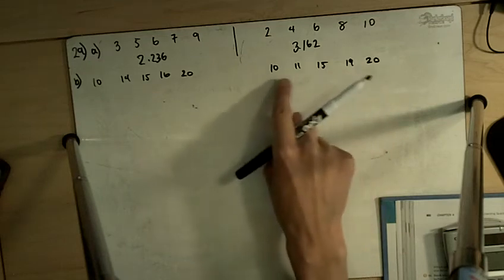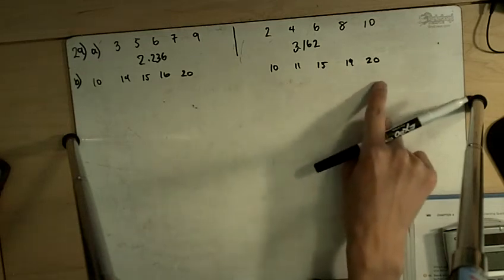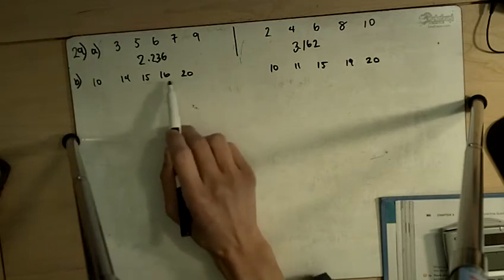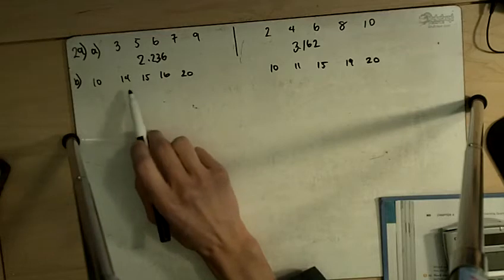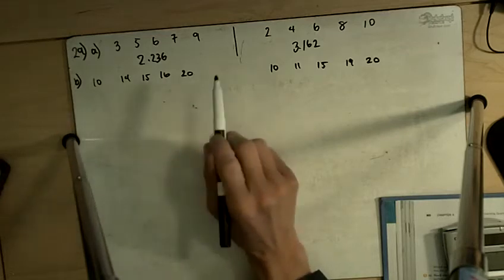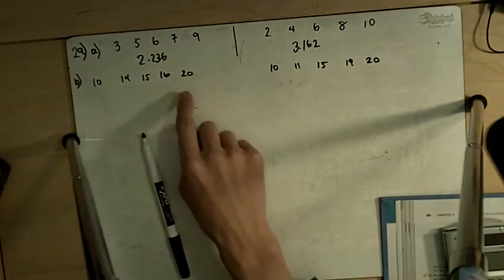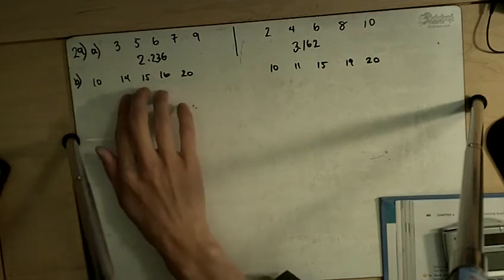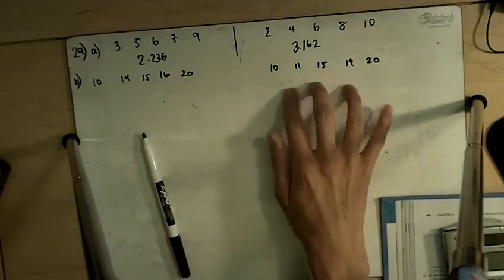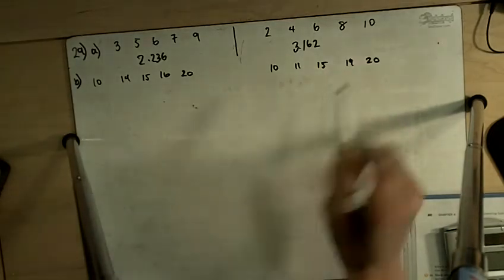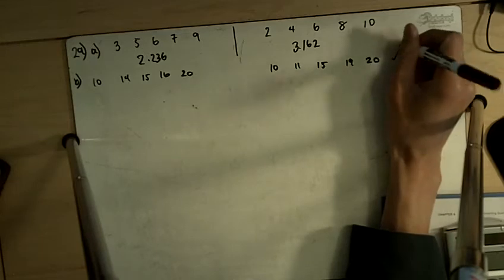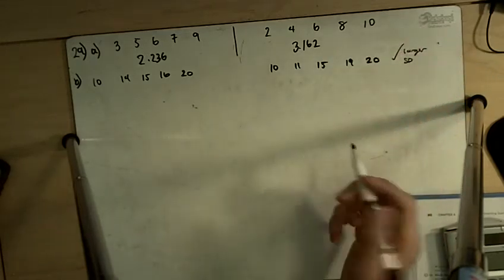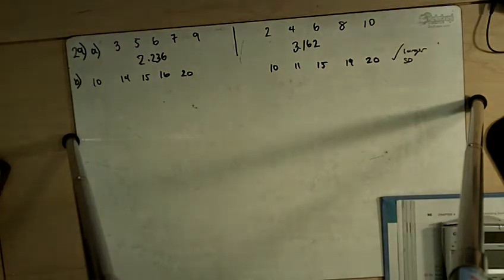So 11 is a lot closer to 10, and 19 is a lot closer to 20 than 16 is to 20. 16 is a lot closer to 15 than it is to 20, and 14 is a lot closer to 15 than it is to 10. So that means here the spread is going to be smaller because overall the points are closer to each other, and over here the points are more spread out. So this one's going to have the larger standard deviation.